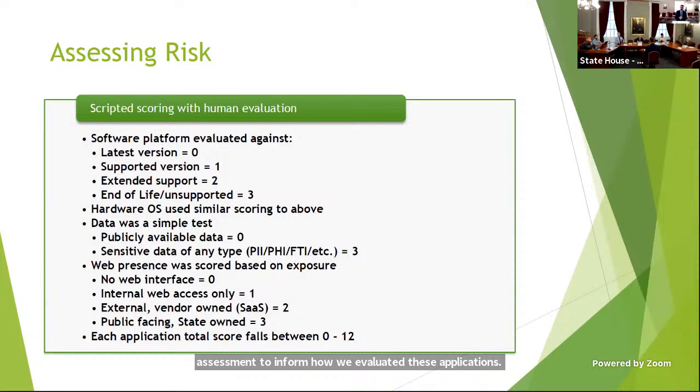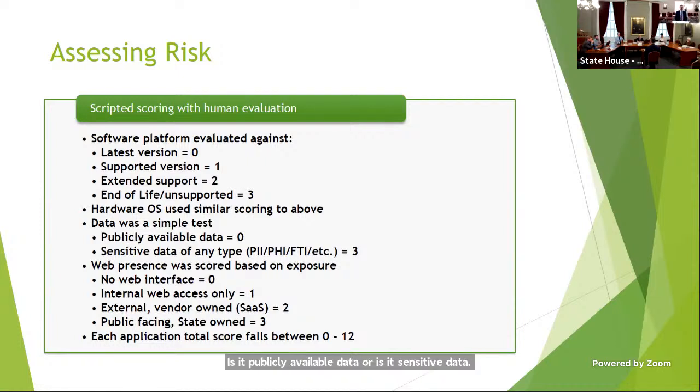As I talked about, and I've already talked about this a bit, with the scripted scoring with human evaluation, I'm not going to go super in depth on this, but I know for one, like Senator Brock, you're always interested in how did we arrive at the numbers. I used a very simple litmus test, and most of that had to do with the age of the software that was being used on both the software and the hardware platforms. Data was a very simple test. Is it publicly available data or is it sensitive data?